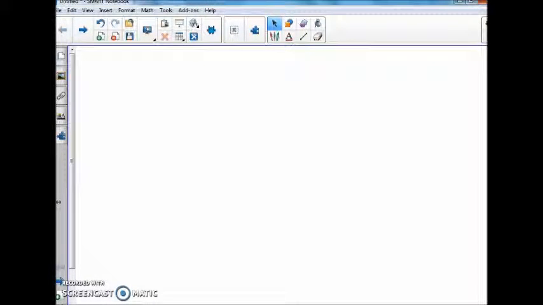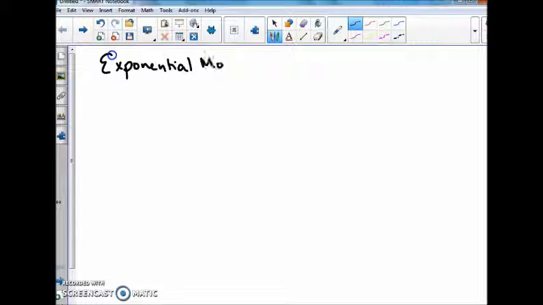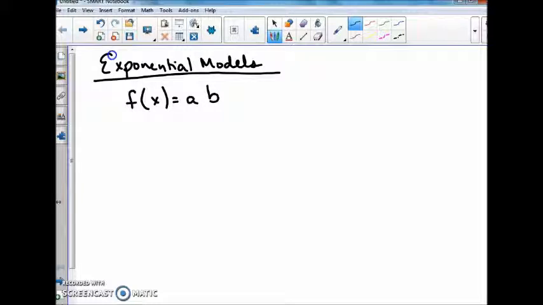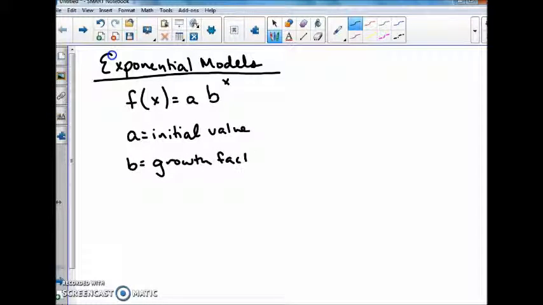Now that we've got a general idea of what exponential functions are, we're going to actually look at exponential models. So we know that an exponential function needs to be in the form of f of x equals a b to the power of x, where a can't equal 0, and b has to be greater than 0, but it also can't equal 1. So when we're looking at this, a is called our initial value, and b, depending on whether we're growing or decaying, is what we call our growth factor or decay factor, whichever one happens to be the case.